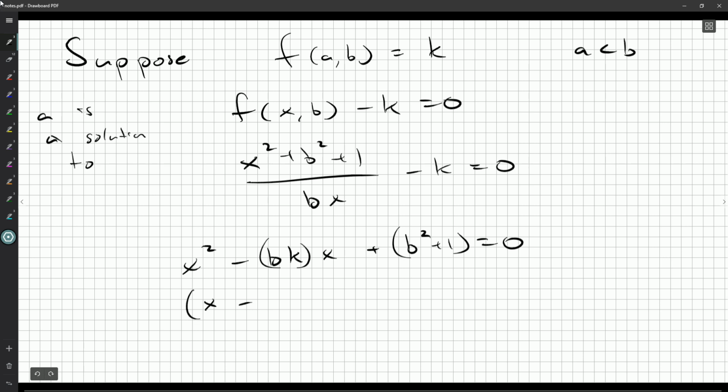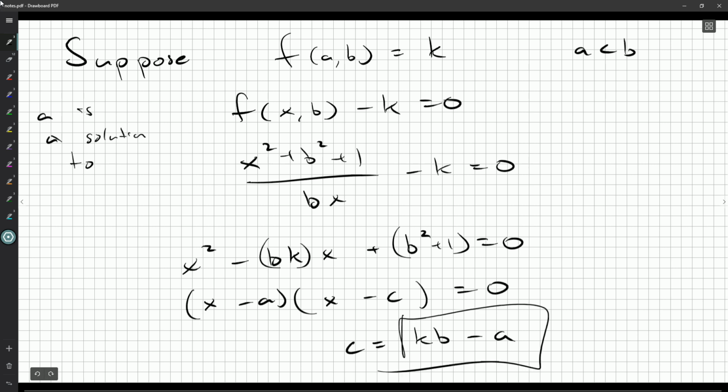Okay, and so this factors to x minus a. If it has another factor, it's got to be an integer. So c has got to be kb minus a. All right? So if I have one pair, I should be able to sort of work backwards.